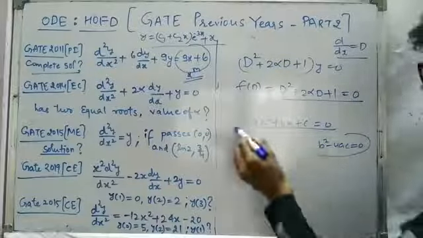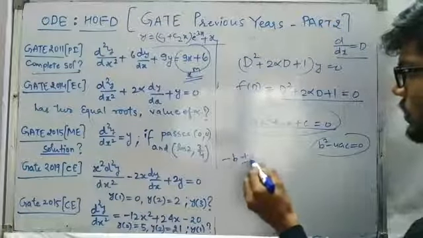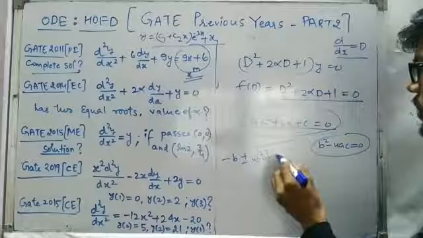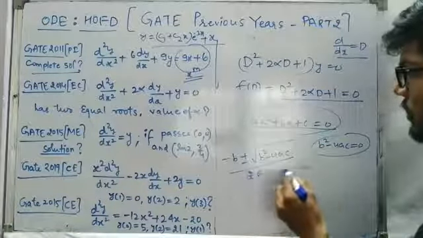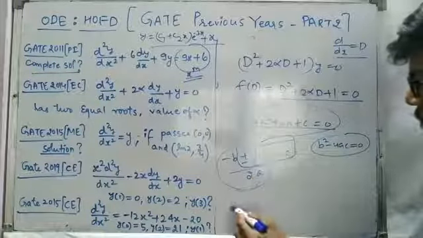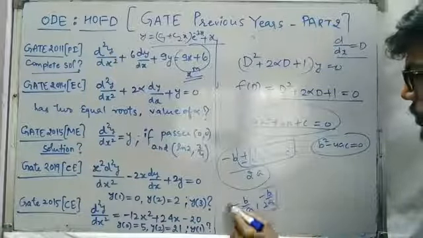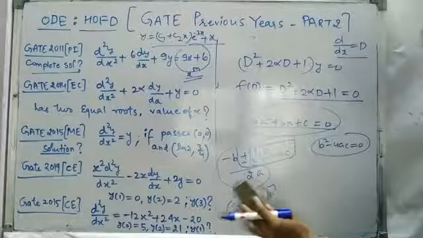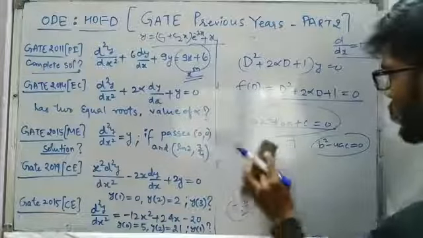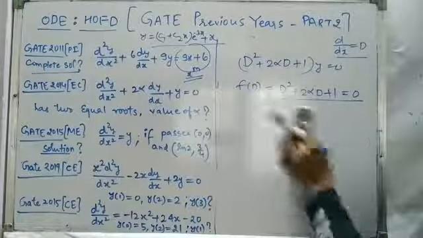Why is it so? Because the roots of this particular quadratic equation are nothing but minus b plus minus under root b square minus 4ac, upon 2a, and if we wish to get both the roots equal, this term has to be 0. So both the roots will be minus b by 2a and minus b by 2a. So we have to keep in mind that whenever we are talking about the equal roots of a quadratic equation, we have to make b square minus 4ac equal to 0.